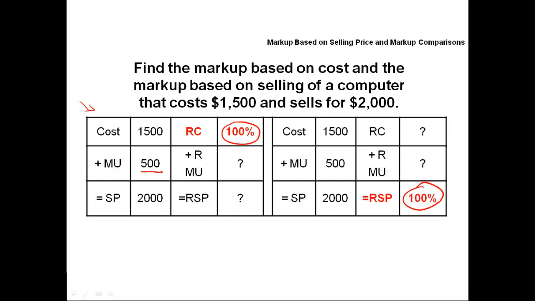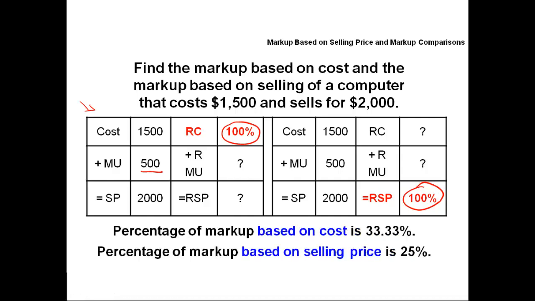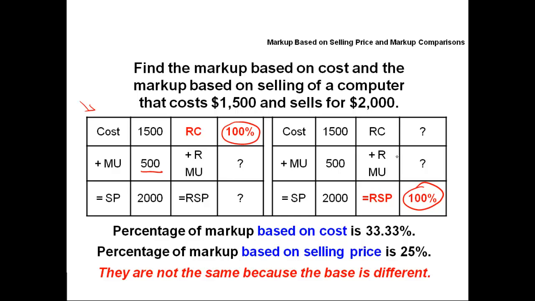It's a 1/3, 500 divided by 1,500, so 33.333, and we will of course round that off. Doing the markup based on selling price over here, I'm going to take the 500 and divide it by 2,000 because my base is selling price. So when I do 500 divided by 2,000, then I get a 25% markup based on selling price.